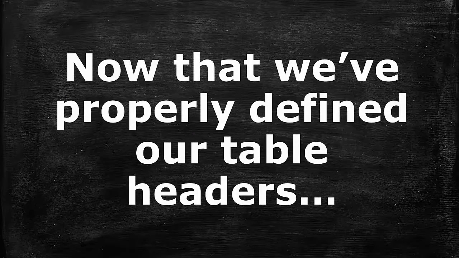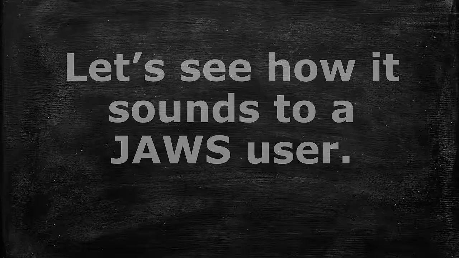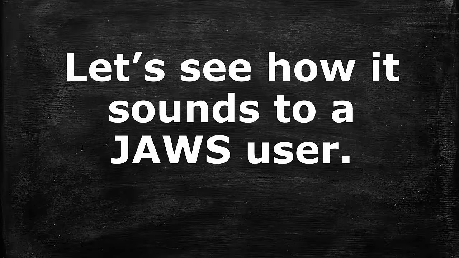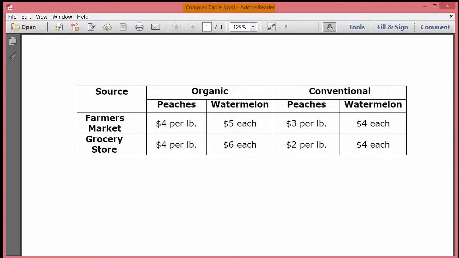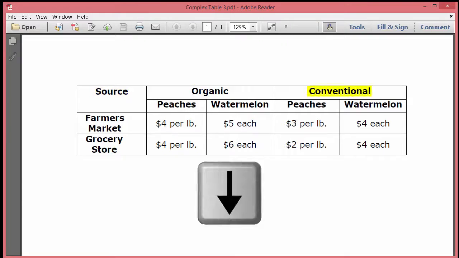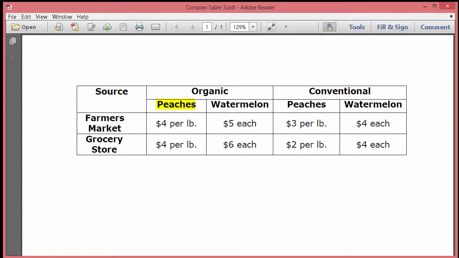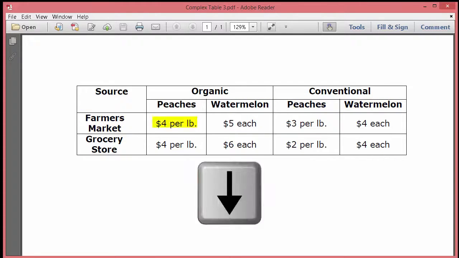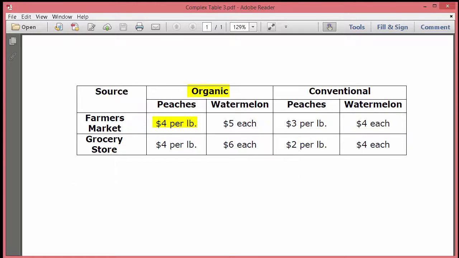Now that we've properly defined our table headers, let's see how it sounds to a JAWS user. Complex table 3.pdf-Adobe Reader. Table with 5 columns and 4 rows. Source: organic. Conventional. Source: peaches. Watermelon. Peaches. Watermelon. Farmers Market. $4 per lb. Column 2, row 3, organic peaches Farmers Market. $4 per lb. $5 each. Column 3, row 3, organic watermelon Farmers Market. $5 each. $3 per lb.